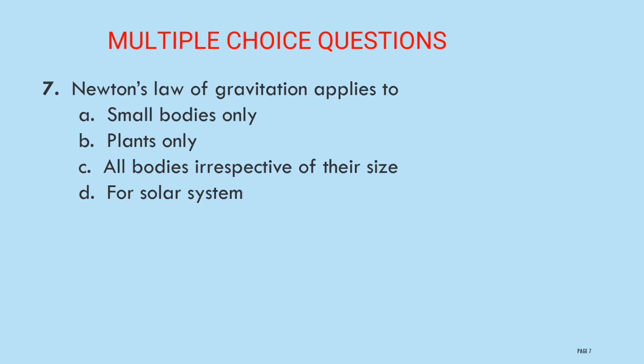Next question, question number 7: Newton's law of gravitation applies to option A, small bodies only; option B, planets only; option C, all bodies irrespective of their size; option D, for the solar system. Newton's law of gravitation applies to all bodies irrespective of their sizes. Therefore, option C is the correct answer.